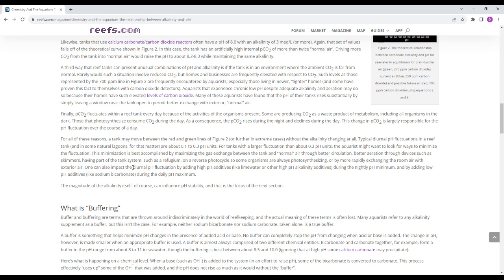One can also impact the diurnal pH fluctuation by adding high pH additives like lime water or other high pH alkalinity additives during the nightly pH minimum, and by adding low pH additives like sodium bicarbonate during the daily pH maximum. The magnitude of alkalinity itself, of course, can influence pH stability, and that is the focus of the next section.